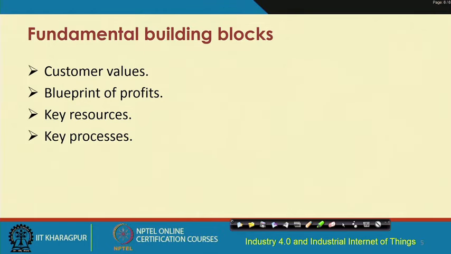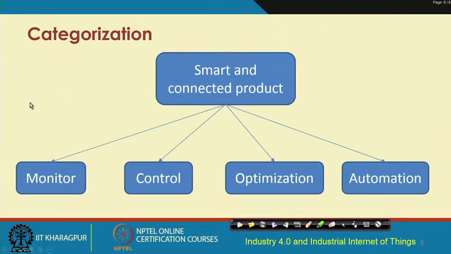Next thing is basically the blueprint of the profits. So, basically this smartness and connectivity is going to help in coming up with a blueprint for improving the profits. Key resources in the companies, in the industrial processes, in the manufacturing process and so on. The efficiency of these resources will have to be improved, they will have to be tracked, and they will also have to be optimized over time. And the same thing goes for these different key processes as well. So, these are the fundamental building blocks that are there.